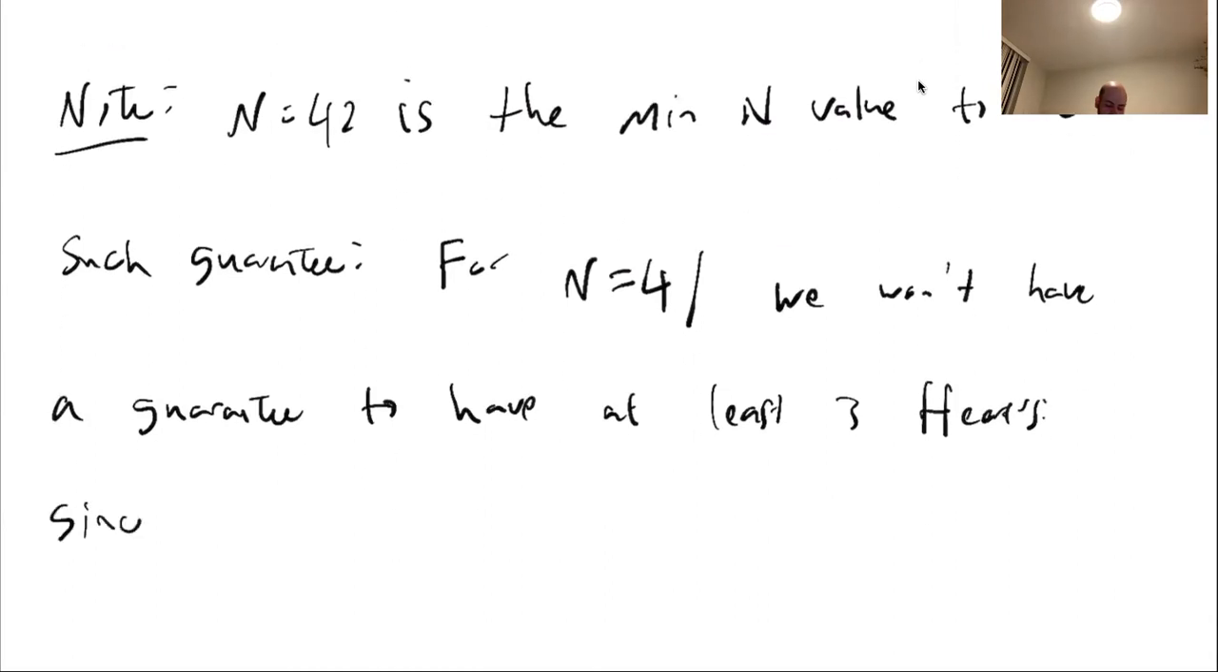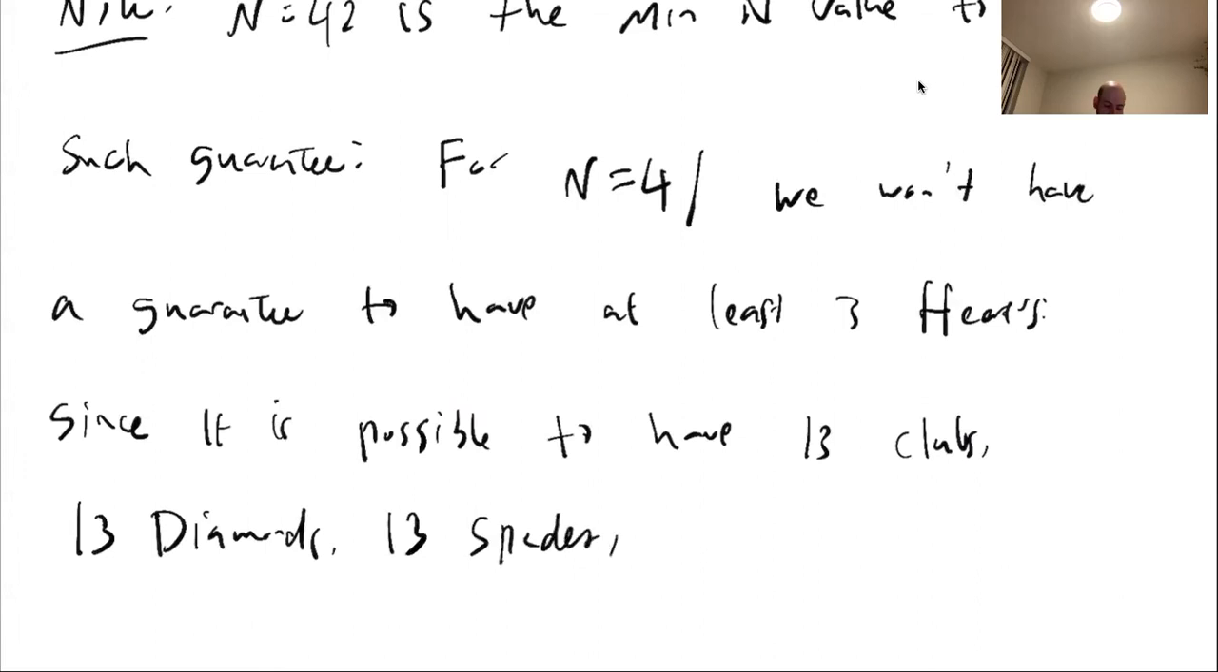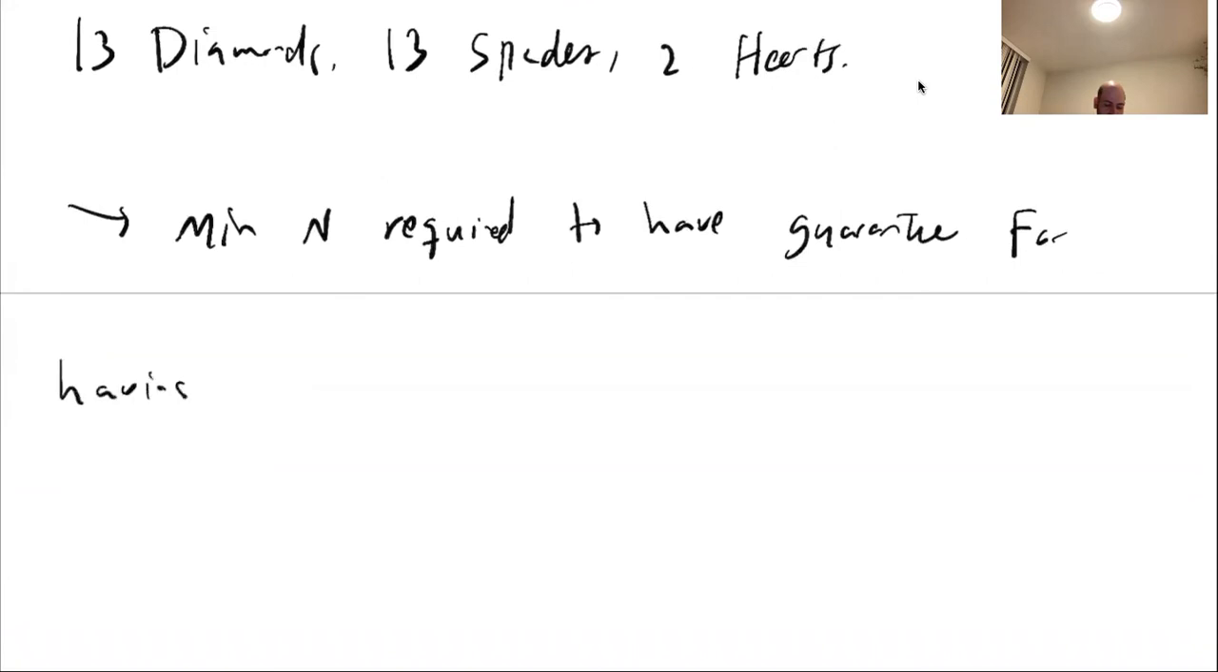since it is possible to have 13 clubs, 13 diamonds, 13 spades, and 2 hearts. So the minimum n required to have a guarantee for having at least 3 hearts is n equals 42.